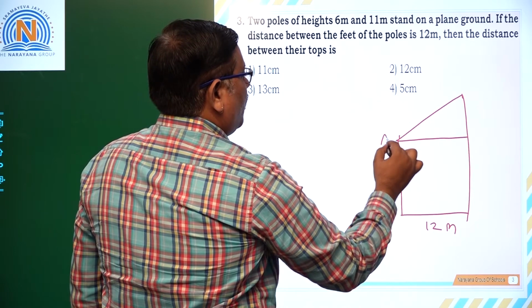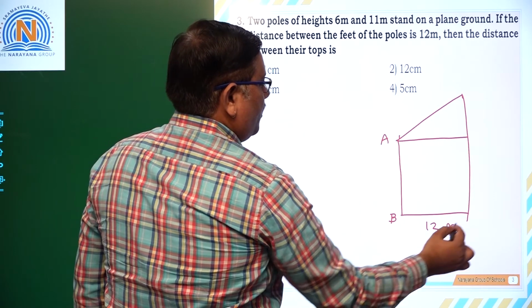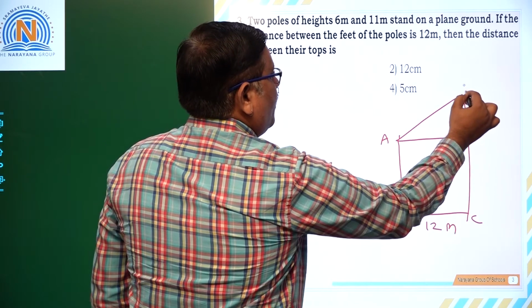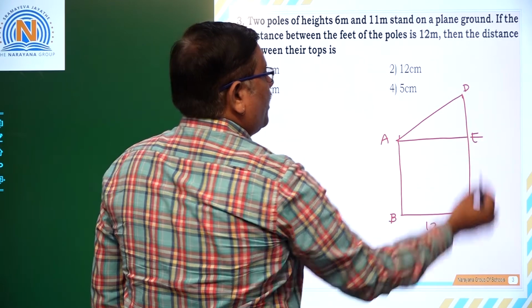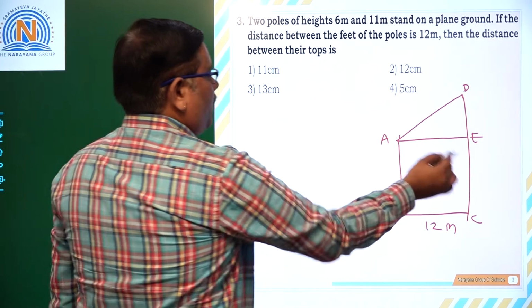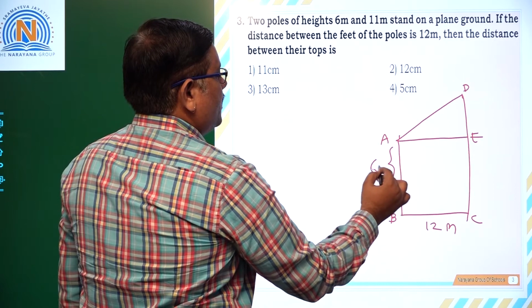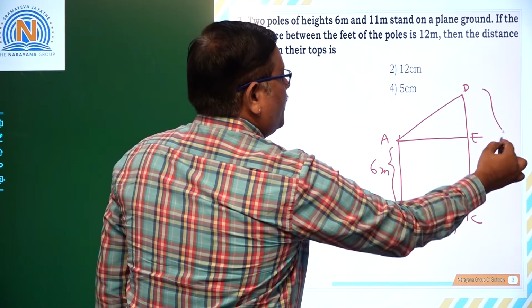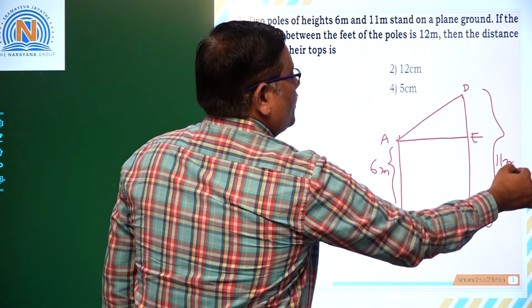Okay. So this is a pole. Suppose this is some AB. This is some CD. Now we have a point E here. So these two are the poles. First pole height is 6 meters. Second pole height, this total height is 11 meters.